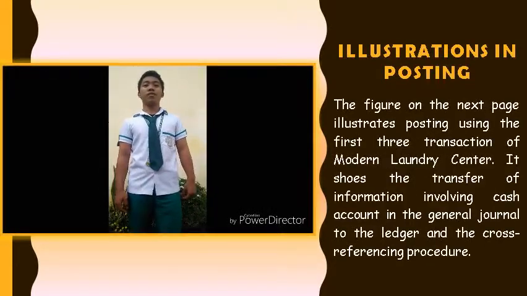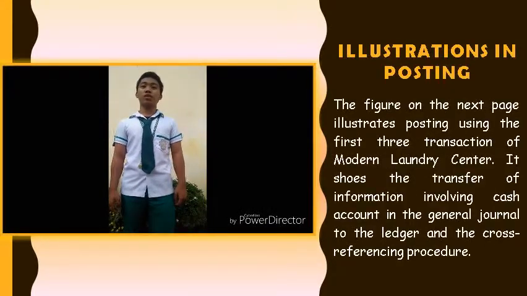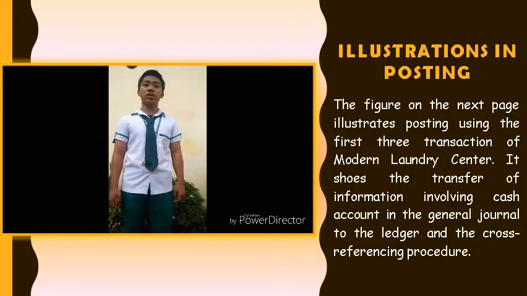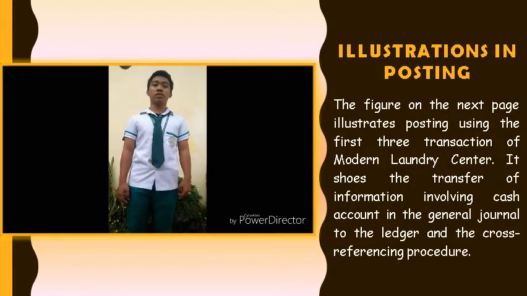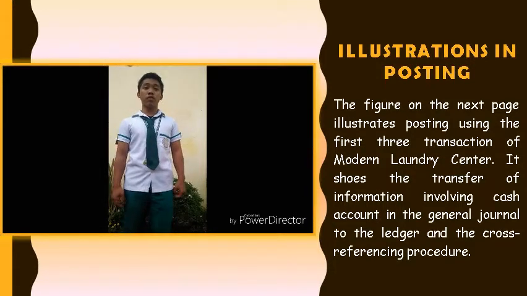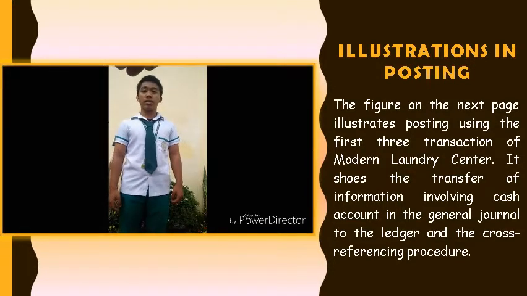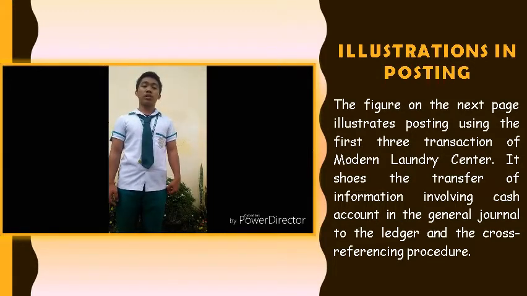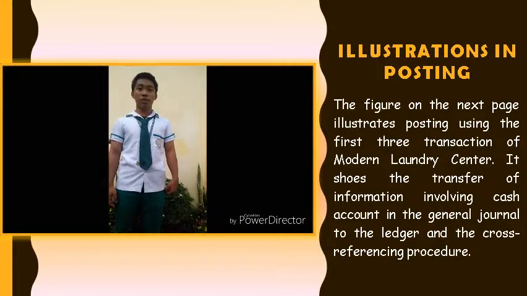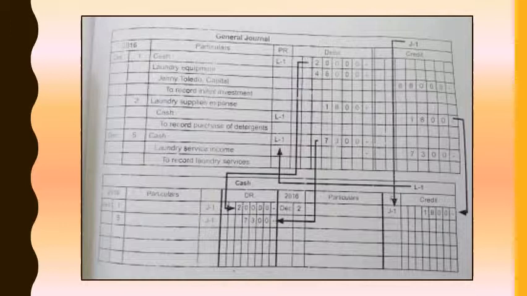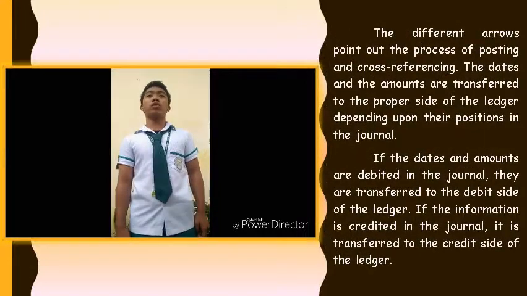Illustration in posting. Figure 7.1.4 illustrates posting using the first three transactions of Modern Laundry Center. It shows the transfer of information involving the cash account in the general journal to the ledger and the cross-referencing procedure. The different arrows point out the process of posting and cross-referencing.